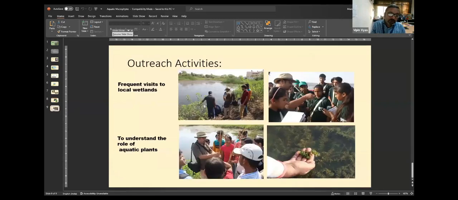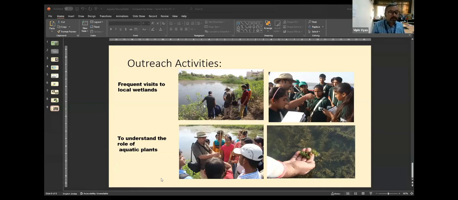As I have told you earlier also, apart from giving a degree and doing scientific research and PhD, we are also engaged in outreach activities. We organize various field visits, training programs and awareness programs for school students, college students, and our own students, so that they can understand the role of aquatic plants, and they visit the local wetlands. We fortunately have Bhoj wetland in Bhopal. It's a Ramsar site, and about two-thirds of this wetland is covered with aquatic macrophytes, and around 120 different species of macrophytes are found here.